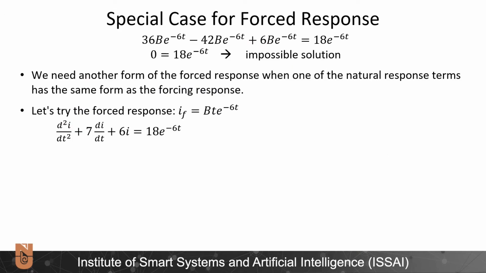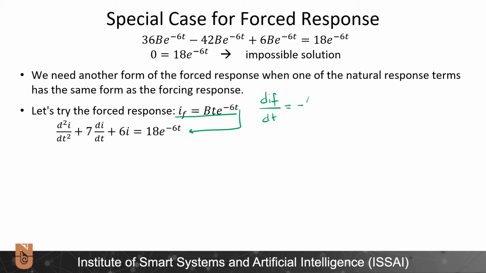We need another form of the forced response when one of the natural response terms has the same form as the forcing response. Here we are doing the usual trick as we were doing in the natural response. We are multiplying our proposed solution with t. So i_f becomes i_f is equal to b times t times e to the minus 6t. And we will plug in this term and its derivatives into this equation. Let's try to take the derivatives. It will be messy.